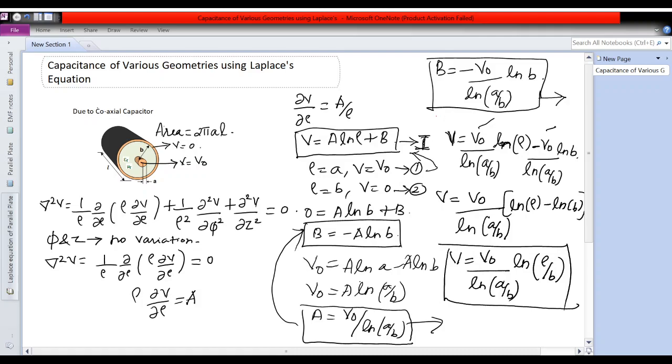Hope you have understood this. Shall we go to the next part, how to calculate the capacitance? So shall I rub this off?